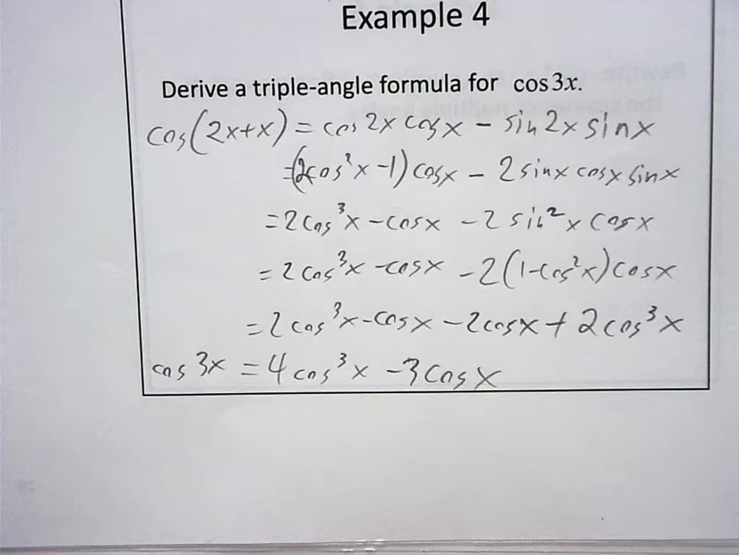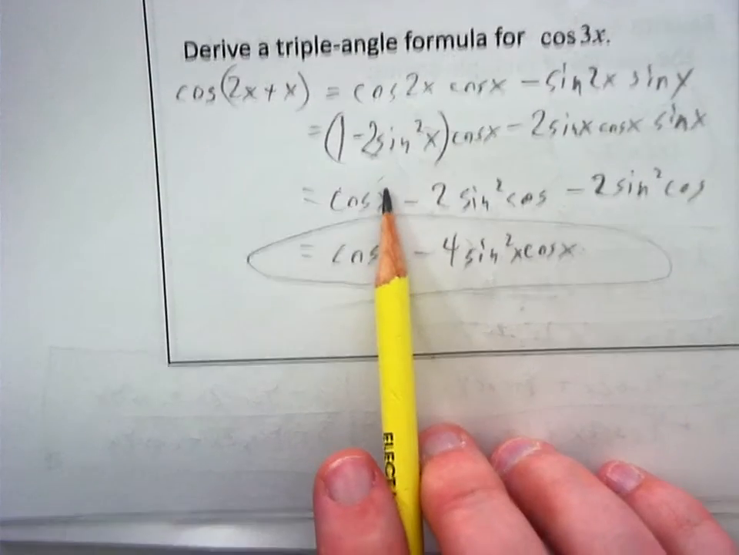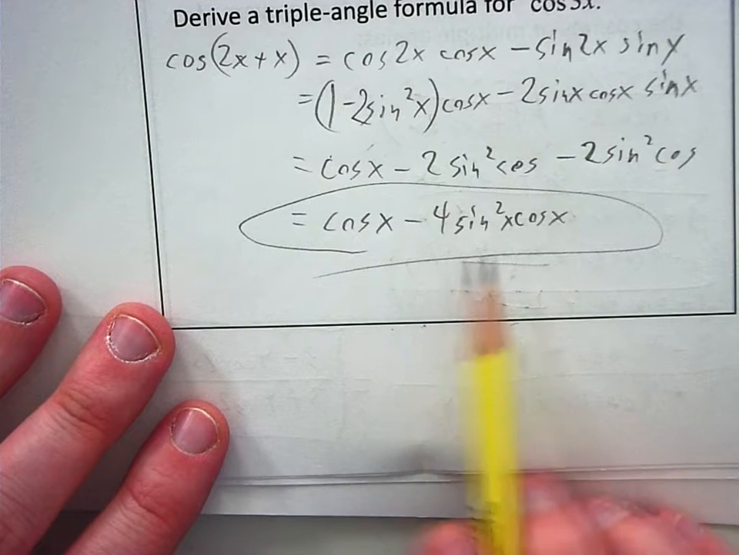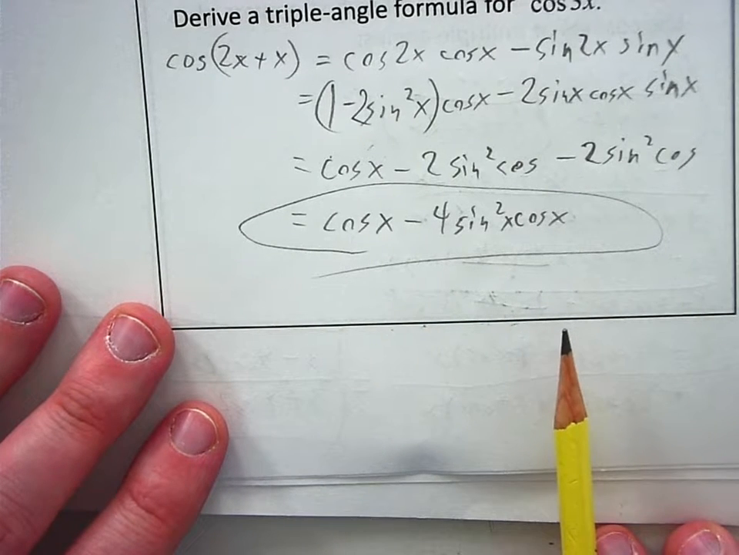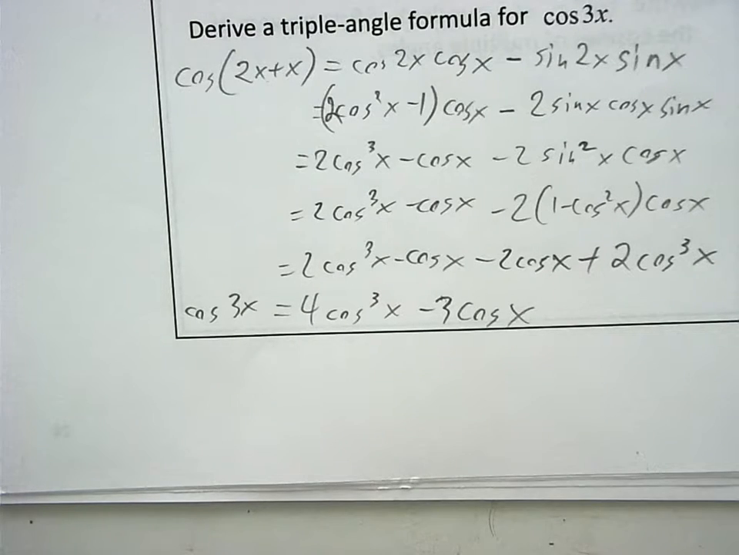First we came up with a slightly different version because they decided to go a different direction. But if you actually use 1 minus 2 sine squared, you end up with cosine of x minus 4 sine squared cosine. I like ours better. Yeah, I do too. There, I gave more options. You guys are kind of led in a direction.